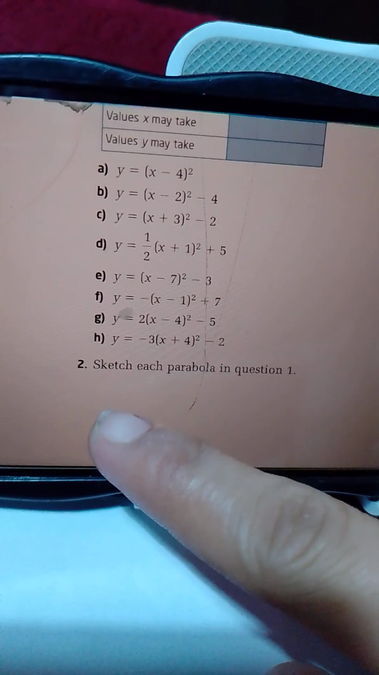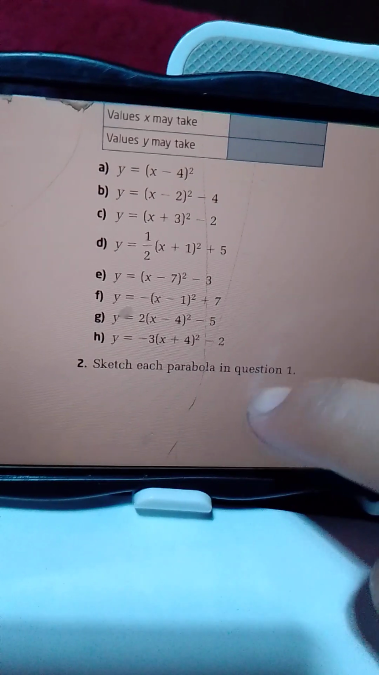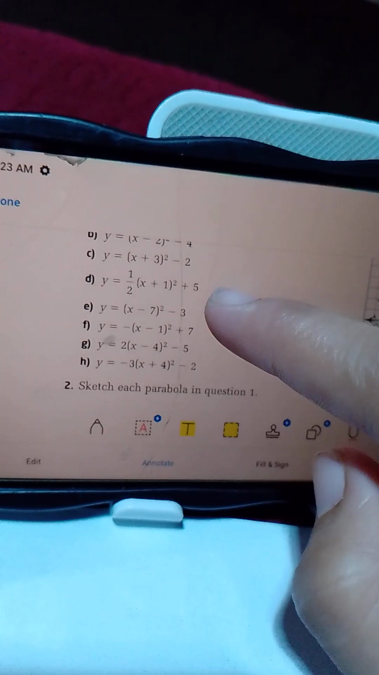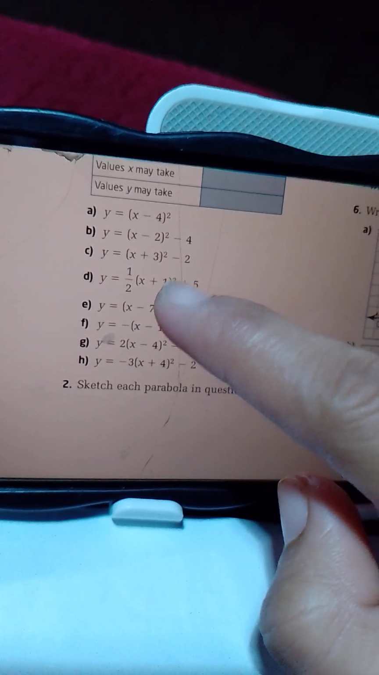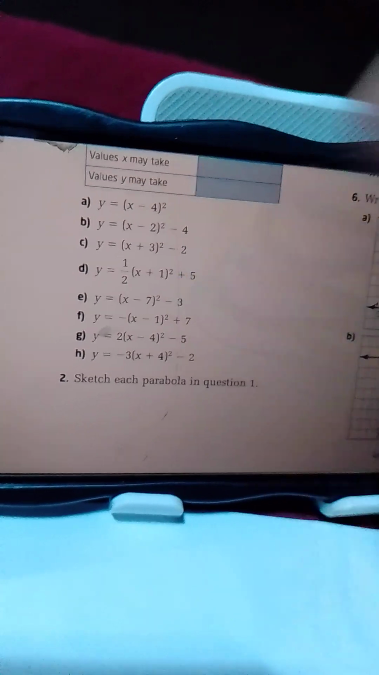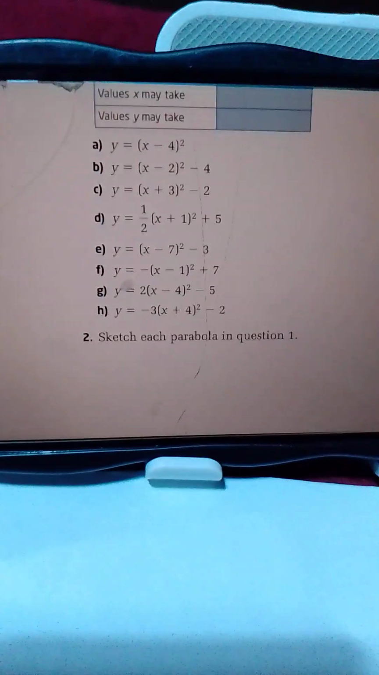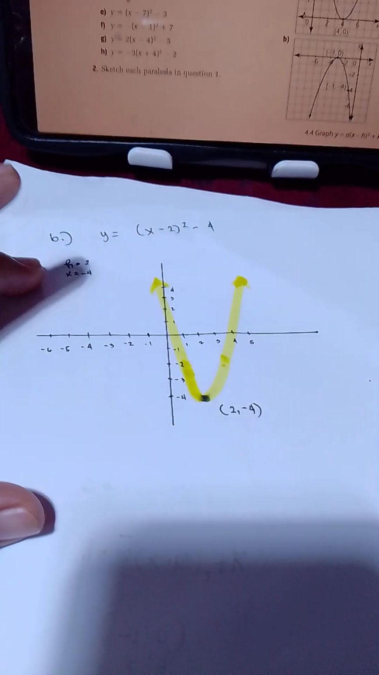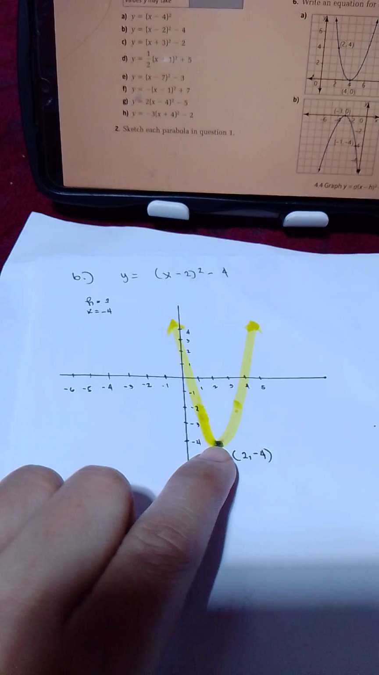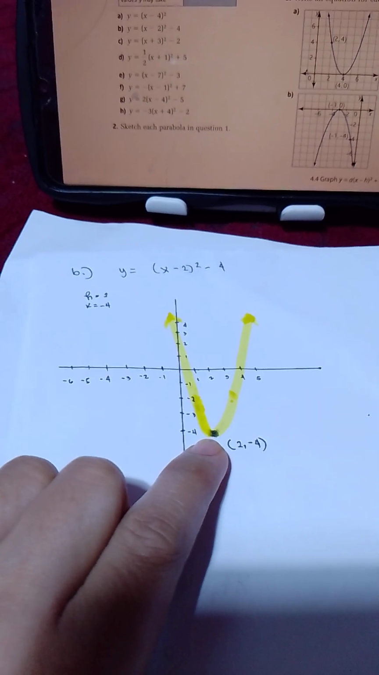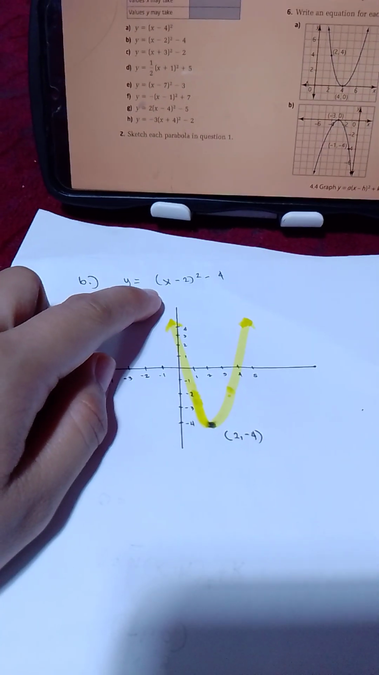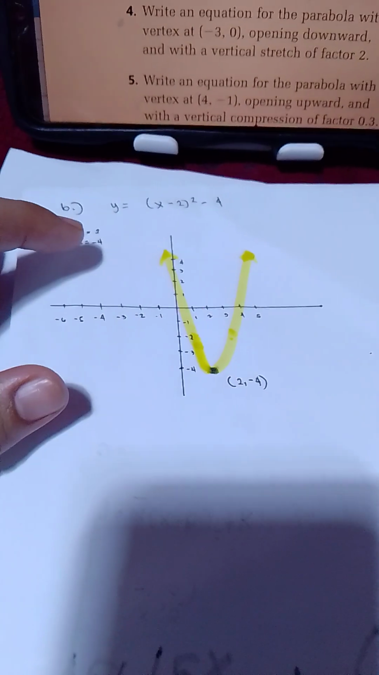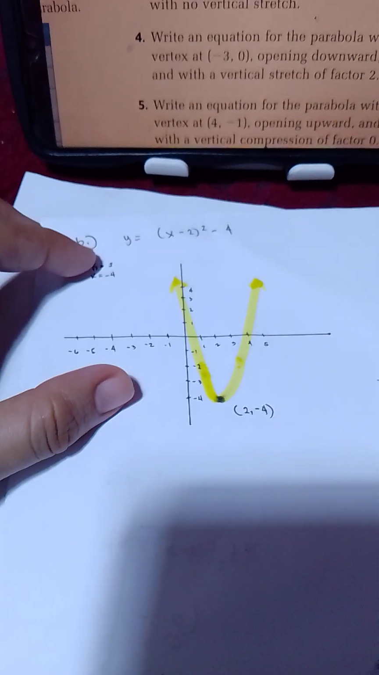Okay, let's proceed to sketch each parabola in question number 1. Let's have letter B. The graph of letter B looks like this. The vertex is (2, -4), and the stretch is 1, or with no vertical stretches.